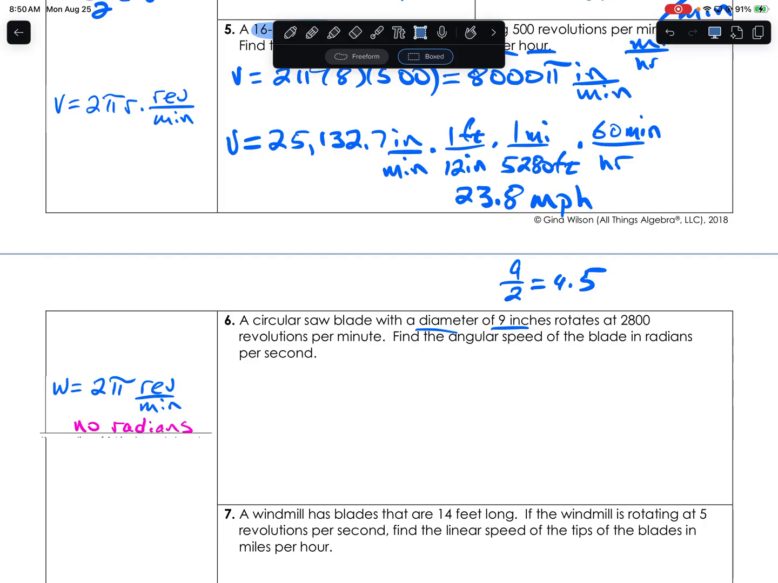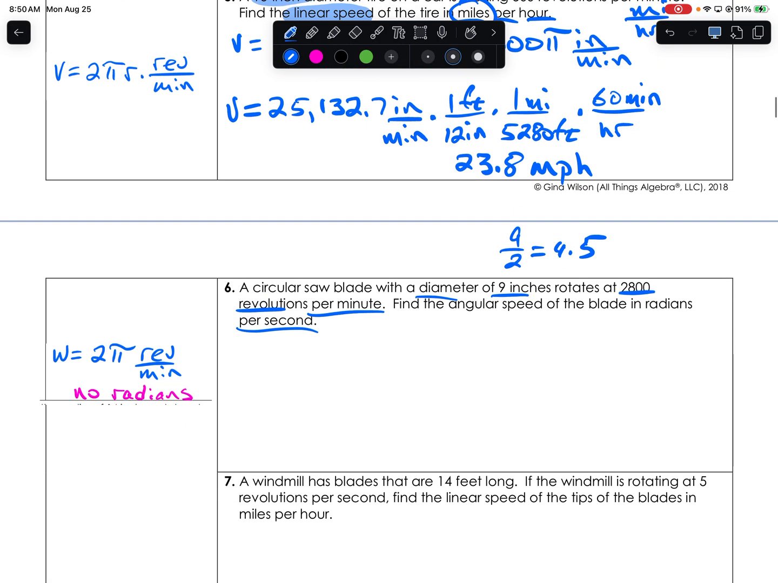Okay, so they tell us 2,800 revolutions per minute. We are on 6. And we want radians per second. So that's not that big a change, right? So not as much conversion action. So omega equals 2 pi times 2,800, which is 5,600 pi. And that's in radians per minute.